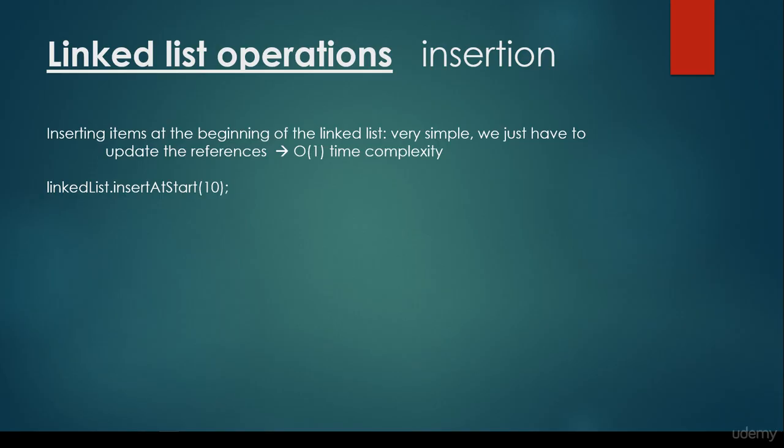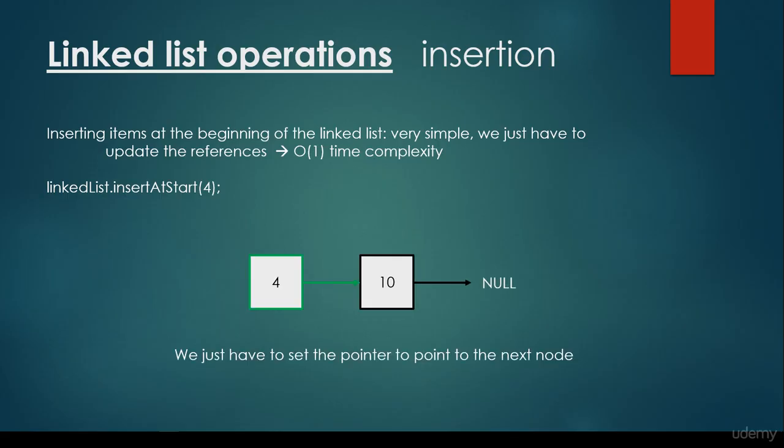So for example, we have the linked list and we would like to insert at the start the item 10. Of course, this is the first item, so we are going to insert it and it's going to point to a null. Okay, then we would like to insert 4. Of course, we just have to insert the 4 and set the pointer to the next node, which is the 10 in this case.